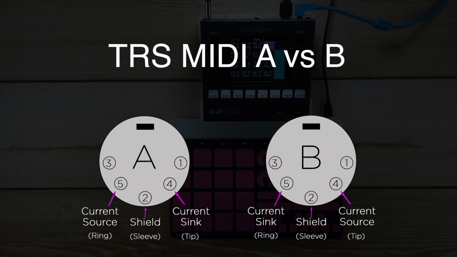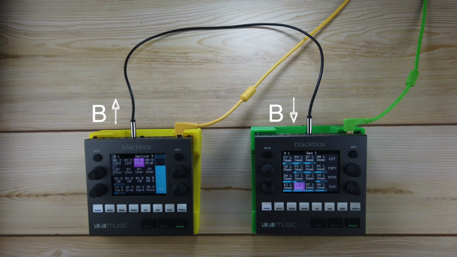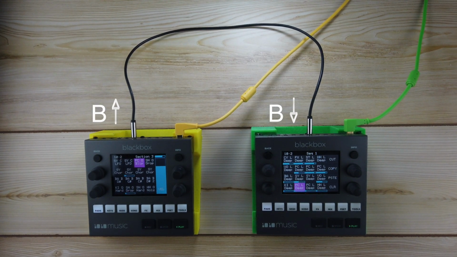There are two standards for TRS MIDI, Type A and Type B. If you have two devices that use two different standards, you cannot connect them directly to one another. You will need the correct adapters for both devices. When both devices use the same standard, you can connect them directly to one another using a standard TRS cable.